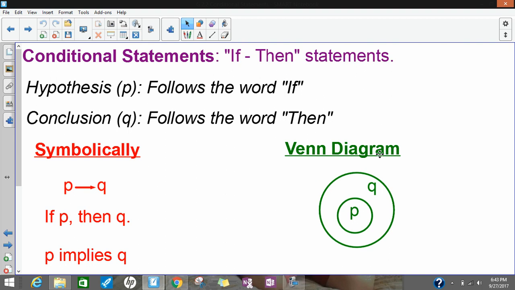If we want to draw a picture to represent that, we can draw a Venn diagram, which you might have some experience with from science classes. And so we have one big circle and one little circle. The little circle represents P, and the big circle represents Q. So if you're in the P circle, then you are also in the Q circle.